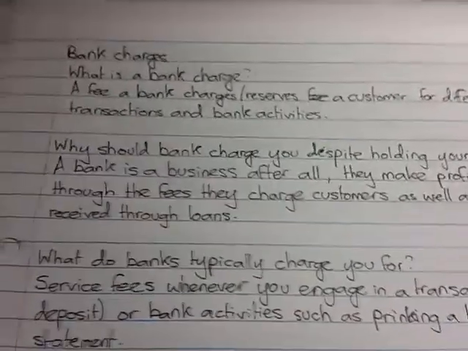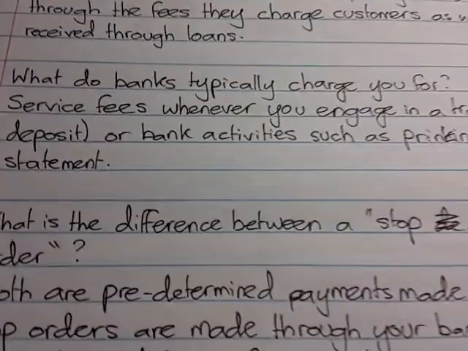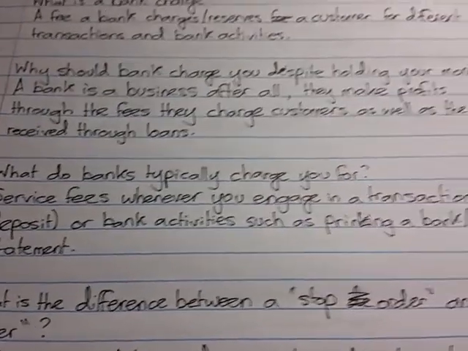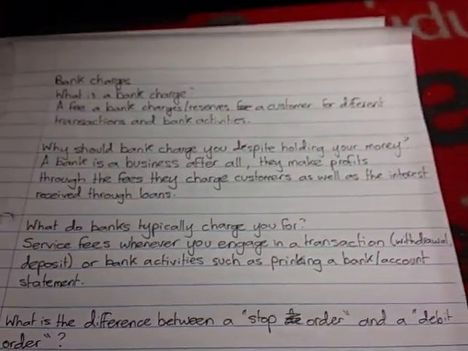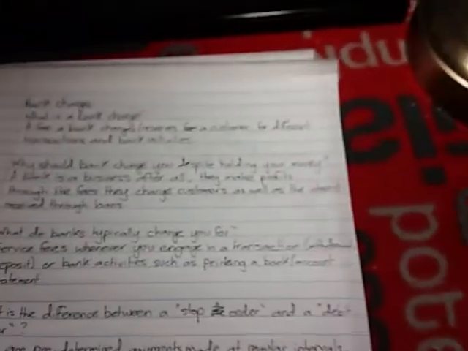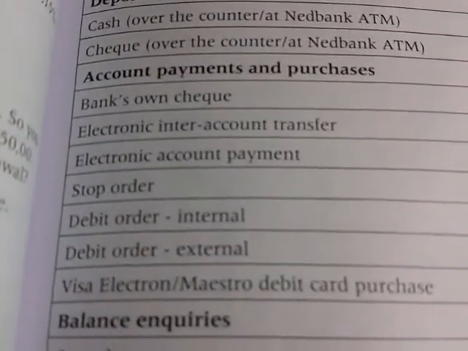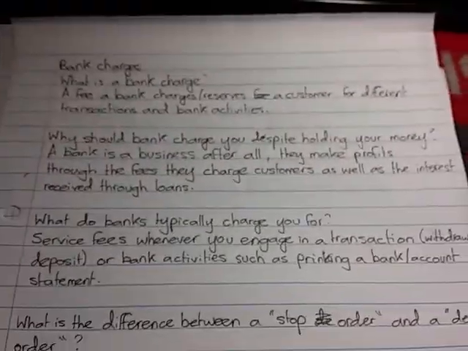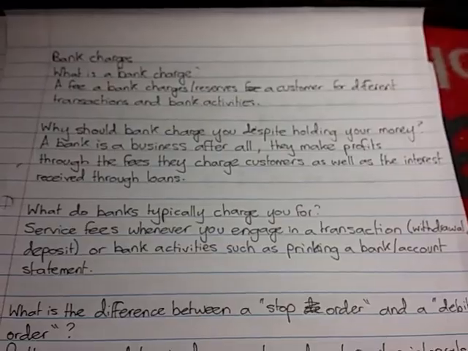Right. Now, if you looked closely, you would have seen two terms over there. The terms stop order and debit order. And just to go back so you can see. There we go. Stop order and debit order. But what are they exactly? What is the difference between a stop order and a debit order?